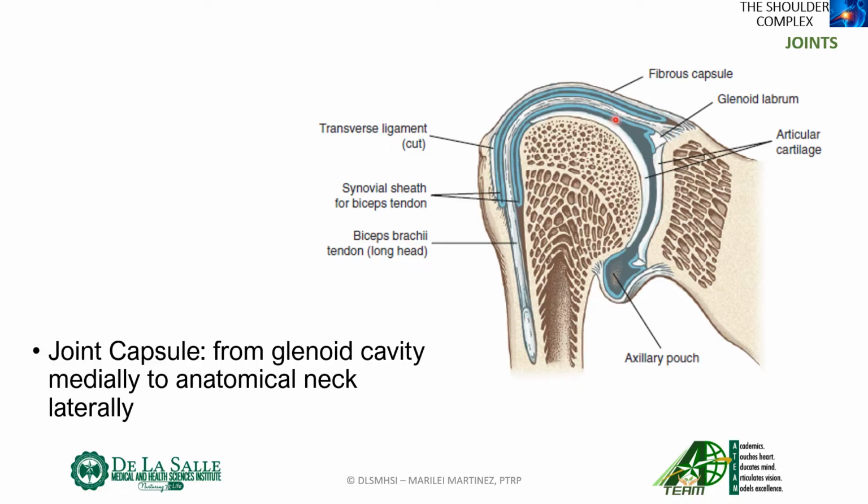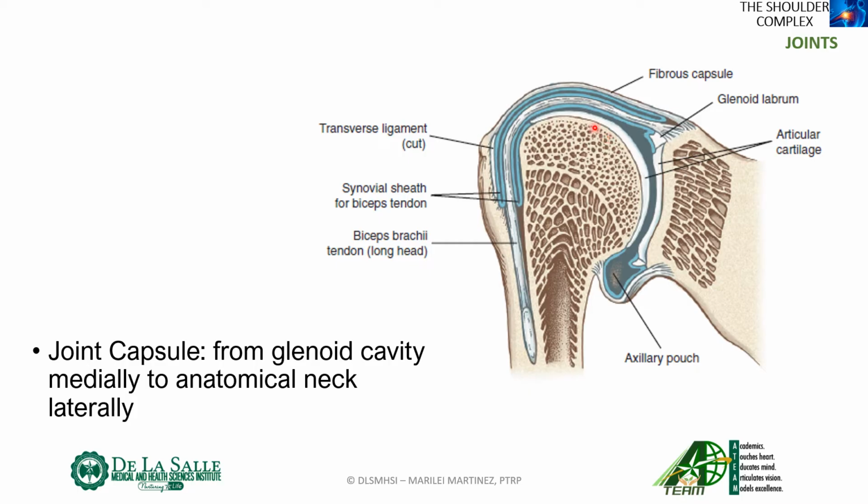So this synovial membrane here, as you can see, extends and lines the intracapsular portion of the long head of biceps brachii, the one in white. It continues surrounding the biceps tendon as it exits the joint capsule and passes to the bicipital groove, or the groove between the greater and lesser tubercle.